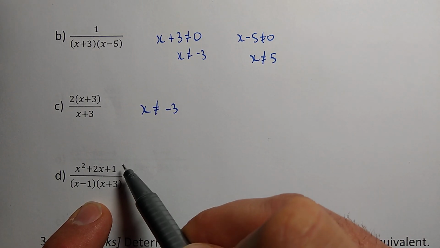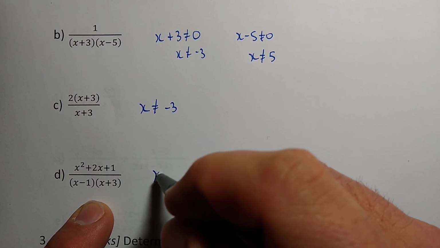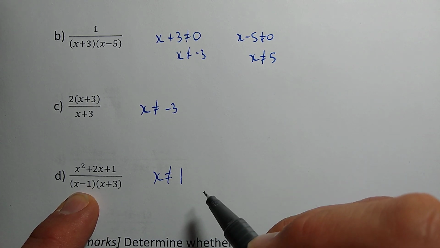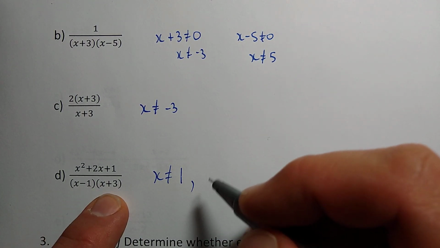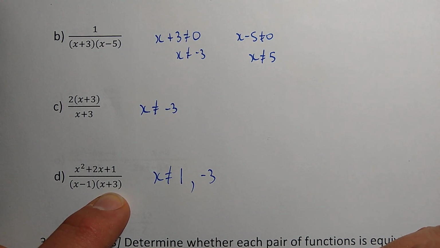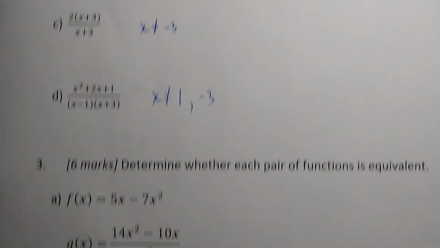Okay, and in this one here, once again, you don't need to factor the top and try to do any canceling or anything. We will have two restrictions. X can't be equal to 1 from this one. Positive 1 would make that 0. And it also can't be equal to -3. That would make the second factor on the bottom 0. So 1 and -3 are the two restrictions here.